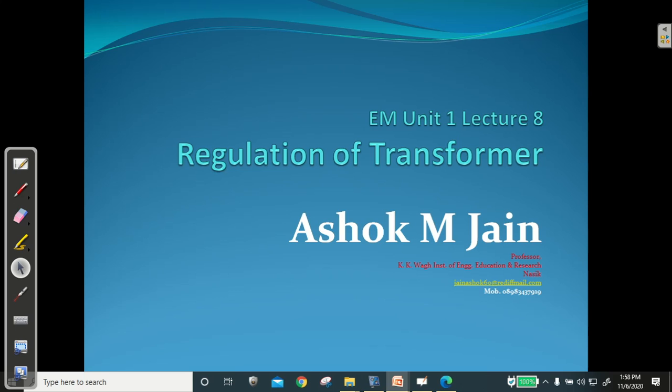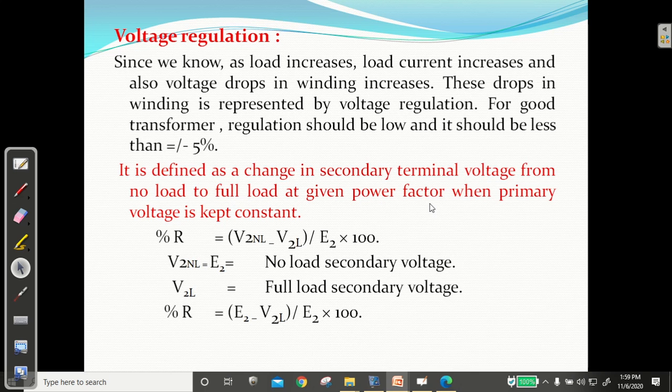In this lecture, I am going to talk about regulation of transformer. We'll discuss how to find the regulation, what is the meaning of regulation, what is the condition for minimum or zero regulation, and what is the condition for maximum regulation. Okay, so here we'll discuss what regulation means.